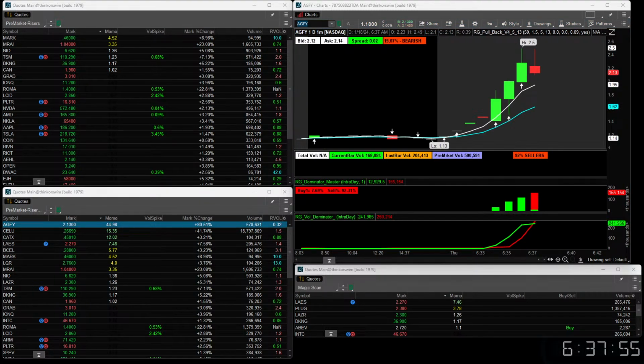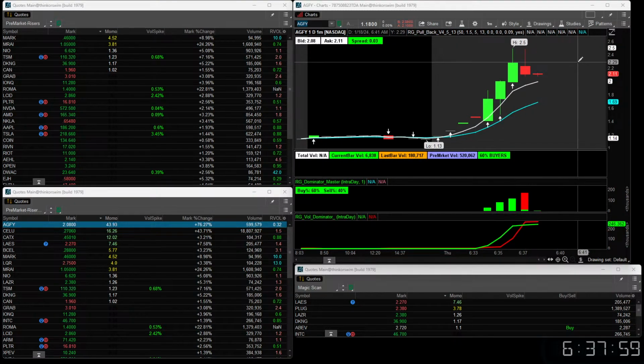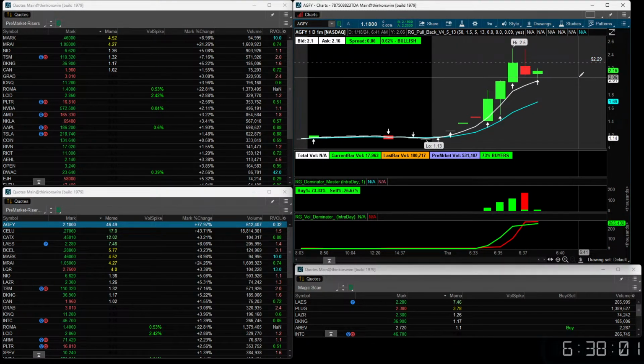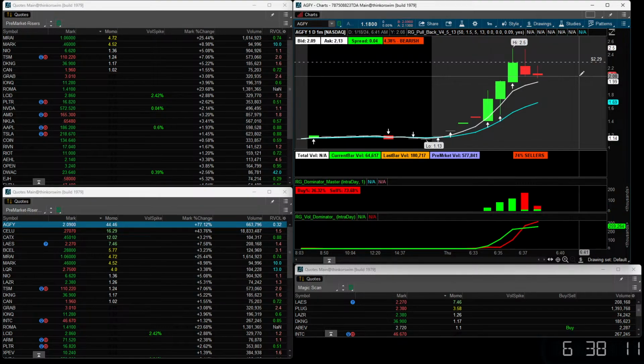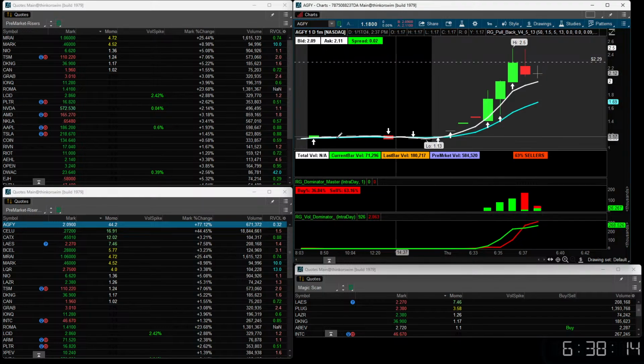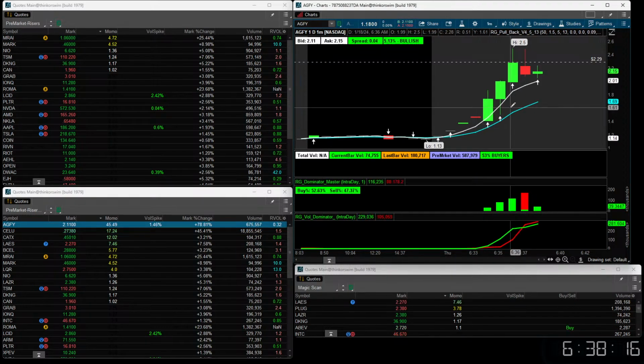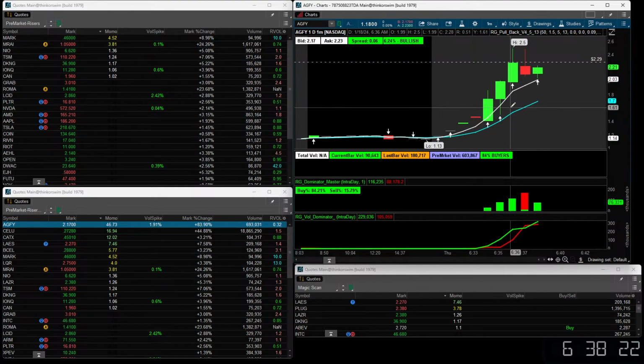Maybe a pullback here. Let's see what happens. It'll probably be a short-lived one. I don't like stocks that did not trade yesterday and then all of a sudden they're moving this morning. I don't know if it's trickery or good. Never been able to determine that.